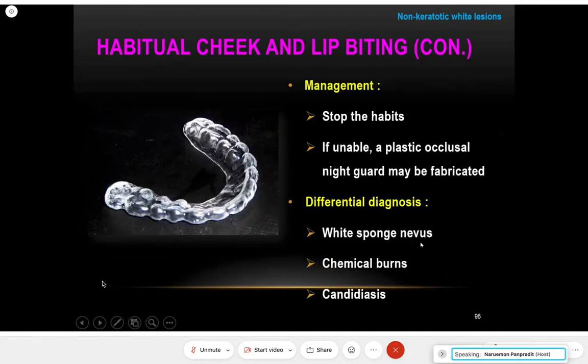How to manage: just explain to the patient, please stop chewing. If the patient can stop, the lesion will gradually improve, because our cells have the power to heal and create new epithelium. But if patients still bite again and again, we need to do something like a night guard to wear on the occlusal surface to prevent irritation to the mucosa. Other lesions that look similar, like a white spot, are chemical burn, candidiasis or white sponge nevus.